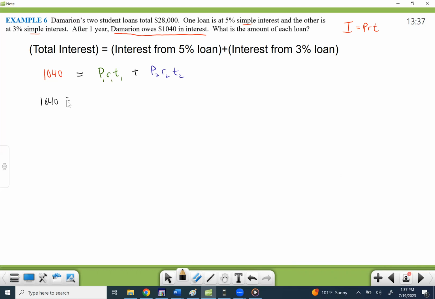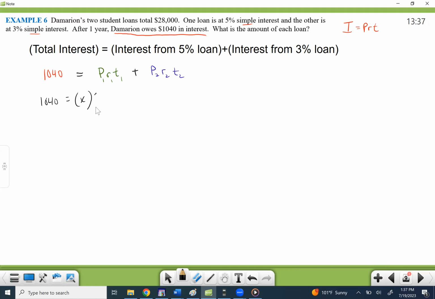Do we know the principal for the first loan? We don't know how much he borrowed from the 5% loan. They just gave us the total. It's like, hey, he borrowed 28,000 total. I don't know if he borrowed 14,000 from each, or 10,000 from one and 18,000 from the other. I don't know how this was divvied up. So I'm just going to put an X for right now for the principal.